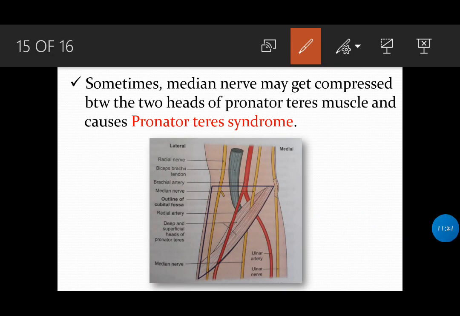And contents here, these are the contents of cubital fossa: median nerve, brachial artery, biceps brachii tendon, and radial nerve. So this is from medial to lateral side. So that's it about cubital fossa.